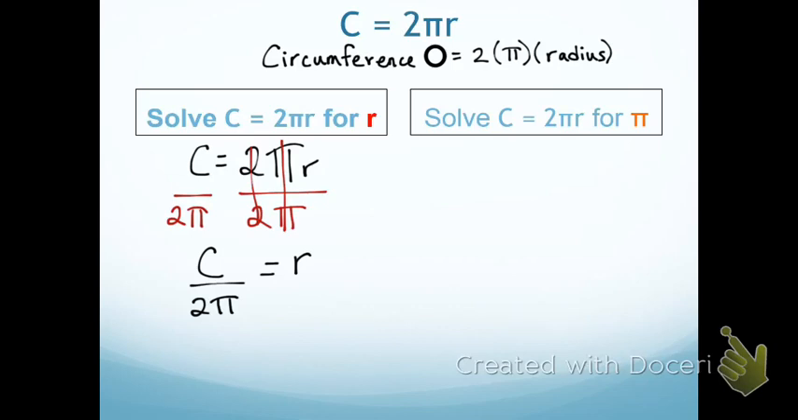What I want you to do right now is to pause your computer and solve c equals 2 pi r for pi. Okay, now that you're back, let's see if you got it right. We're solving for pi, so we want to divide by 2r. The 2 and the r cancel, and you would get pi is equal to c over 2r.